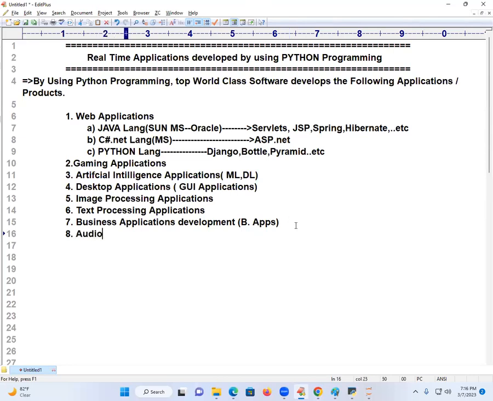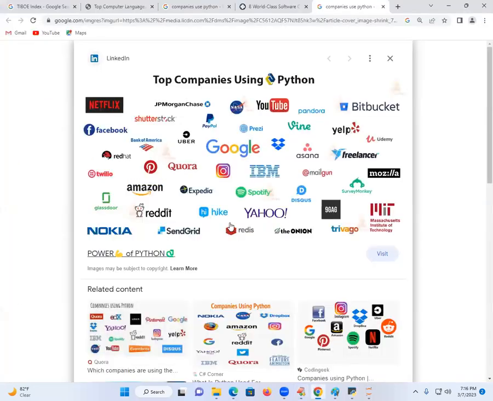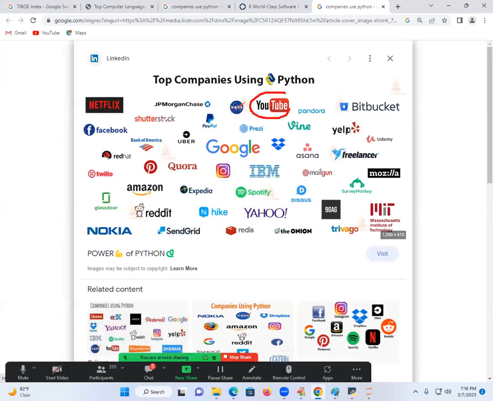Next I am going to write it: audio and video based applications. As of today, take YouTube. YouTube is the best application. YouTube is the fastest company, the first company that adopted what language? The best quality audio, the best quality videos.